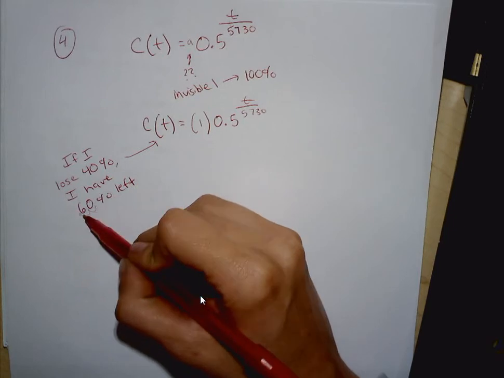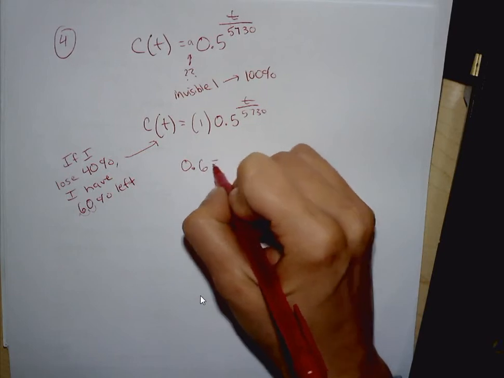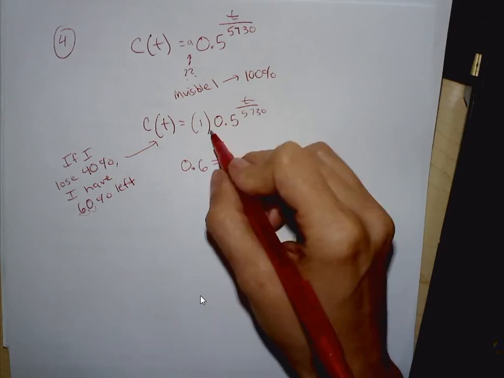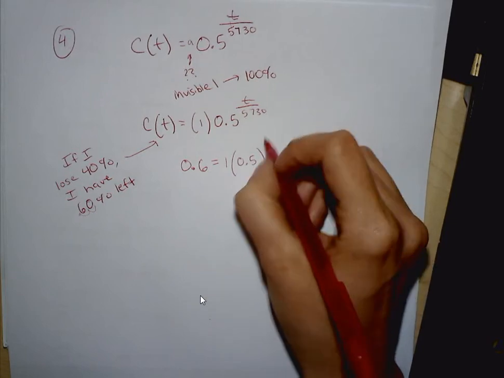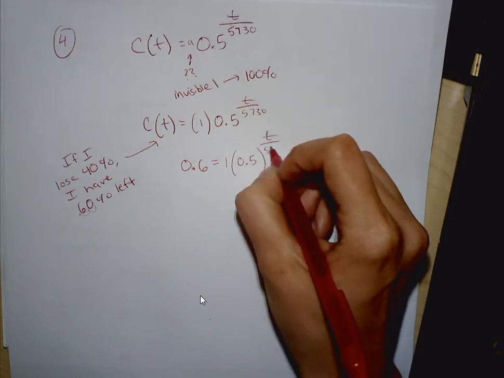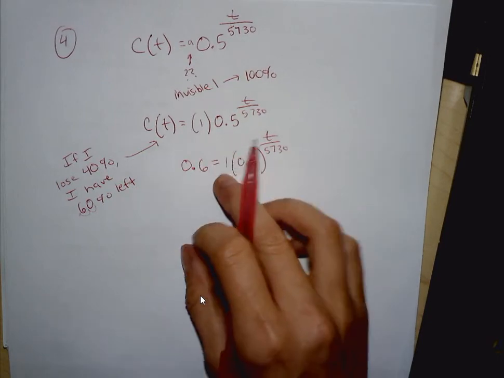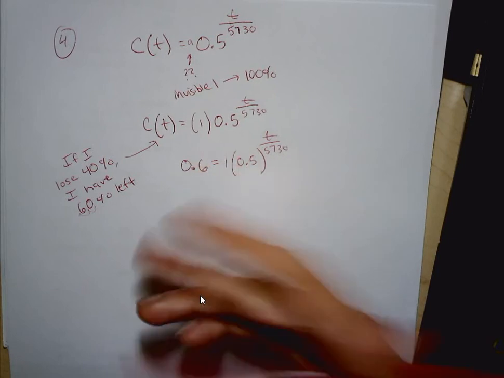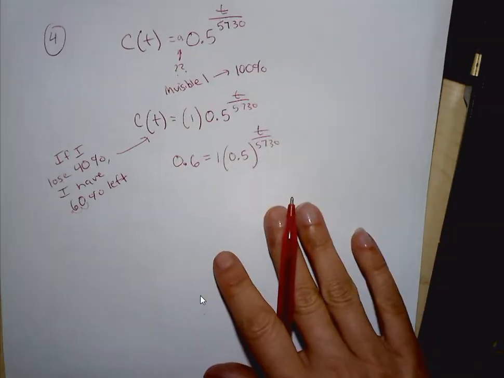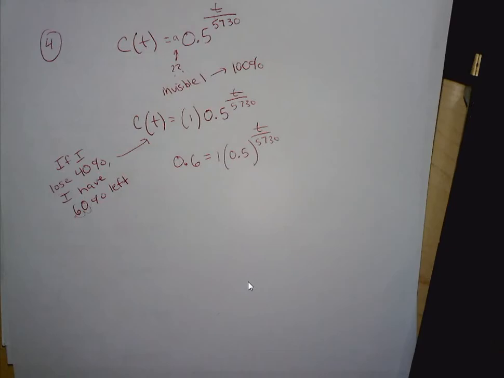So 0.6 is equal to 1 times 0.5 to the T over 5,730. Now I really don't need that 1 here. So it's not like you have to divide by 1 first or anything, because it's just invisible. 0.6 divided by 1, which is 0.6. So now that I have my equation set up, I take the log of both sides.